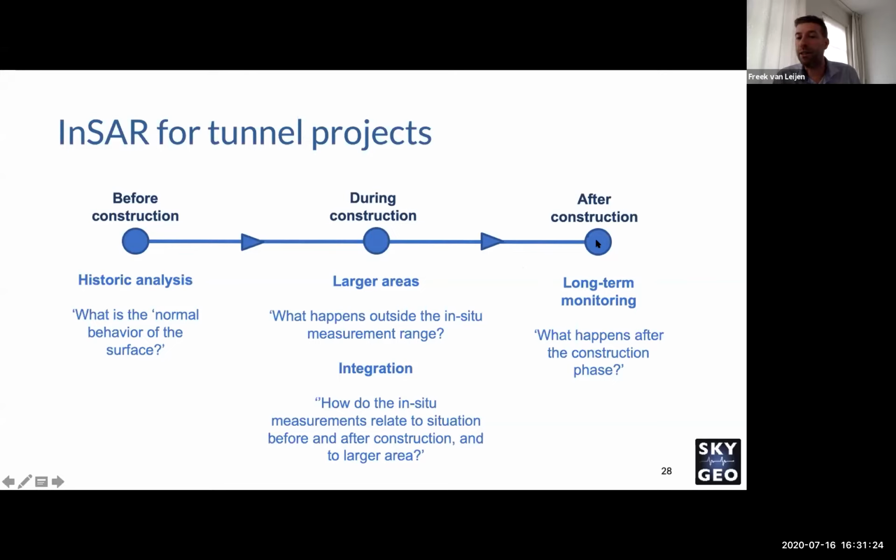And you can use InSAR after construction to see what the long-term effect is. Typically after construction, all the in situ measurements are stopped and you actually don't really know what's happening afterwards. But sometimes you are obliged, or you would like to know what happens afterwards. So also there InSAR can play a role.